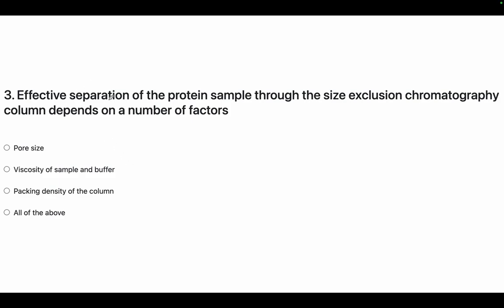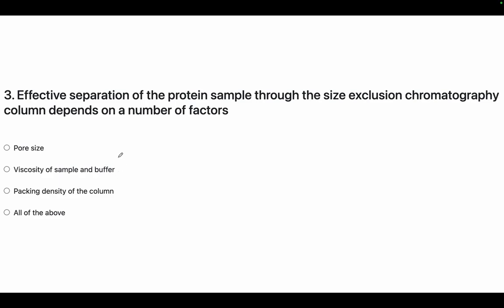They're asking, effective separation of the protein sample through the SEC column depends on which of these factors? Pore size, obviously. So the pore size should be appropriate for the protein sample. If the pore size is smaller than your protein sample, it's not going to get separated at all. If the pore size is much bigger compared to my protein, then again it's not going to get separated properly. So pore size, obviously.